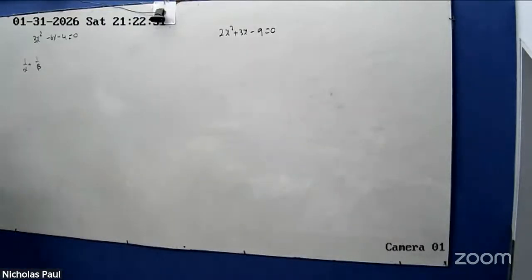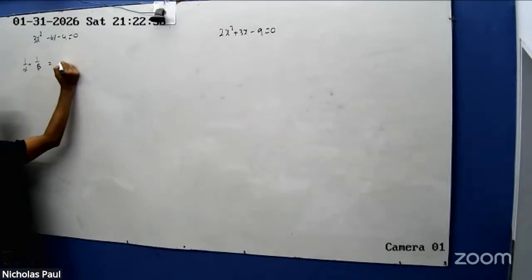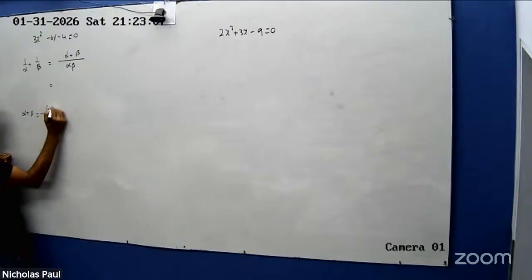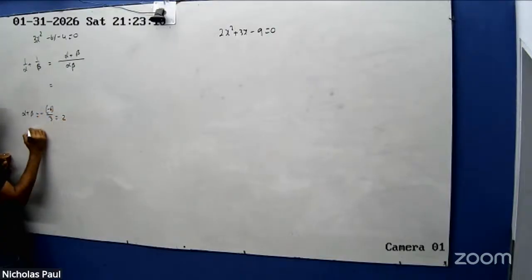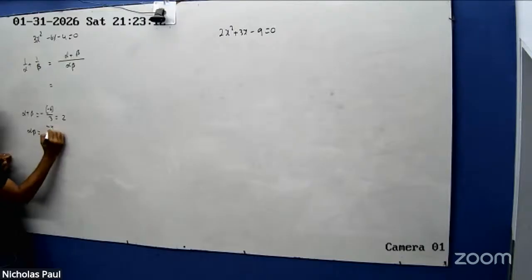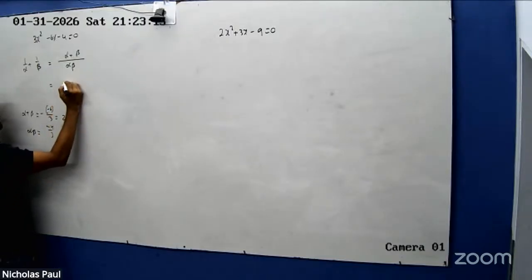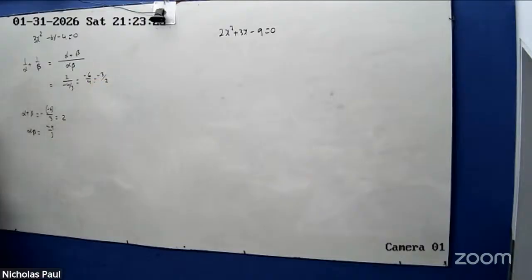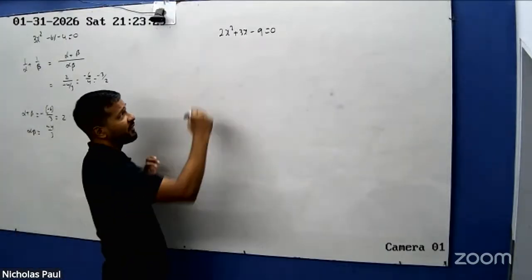Alright, so let's see what happened here, right? 1 on alpha plus 1 on beta. You find the LCM, you'll get alpha plus beta over alpha beta. Of course, I should have found that first. Alpha plus beta is minus 6 on 3, I got 2. Alpha beta is minus 4 on 3. Right? So this is 2 over minus 4 on 3. I got minus 6 on 4 or minus 3 on 2. Well, I got that for the final answer. Nice. The question asks for the nature.